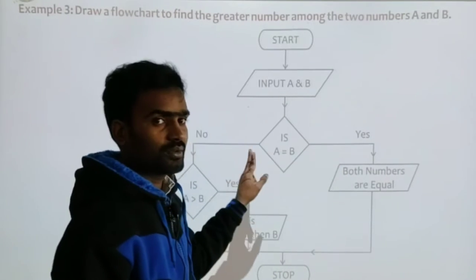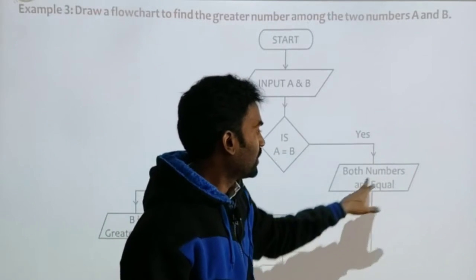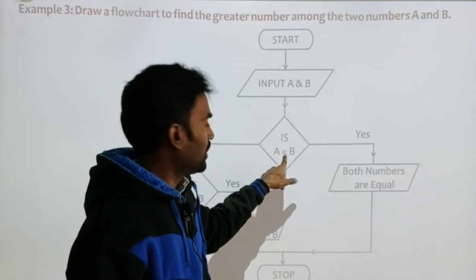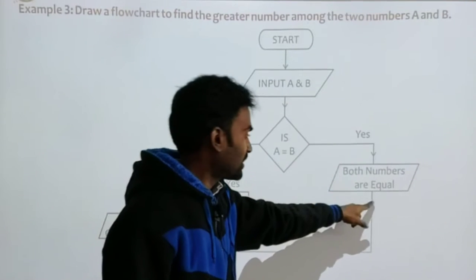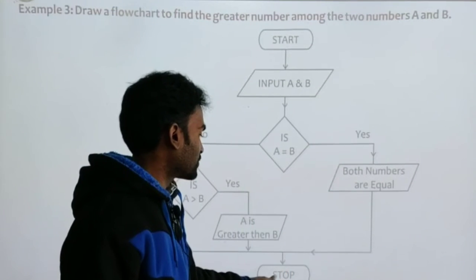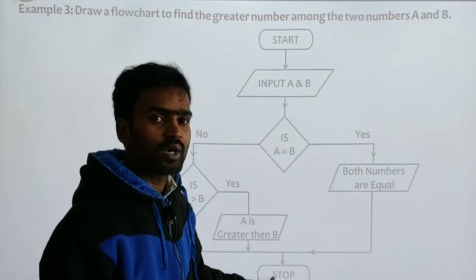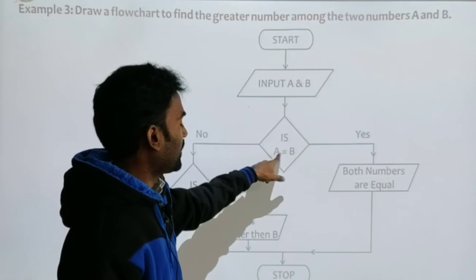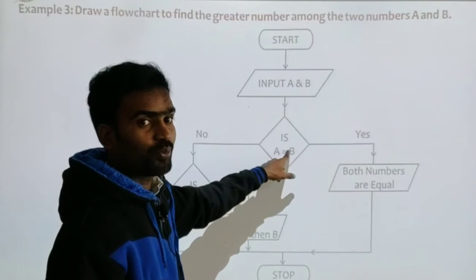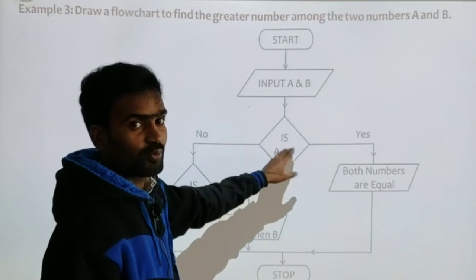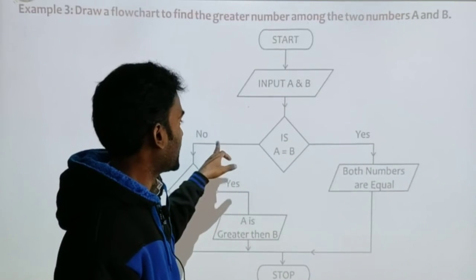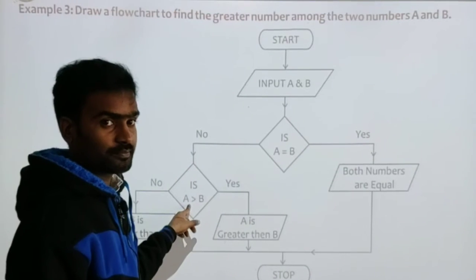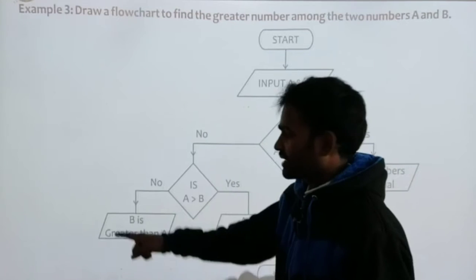Yes or no. So if the condition is yes, it will go there. If the condition is true, both the numbers are equal, we say. And after finishing that, it comes directly here and it stops. The task is over. If no, if A is not equal to B, if the condition is false, it comes this side, the left side, and we have one more condition here.